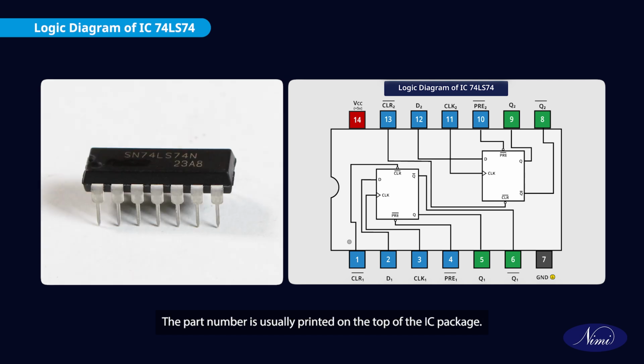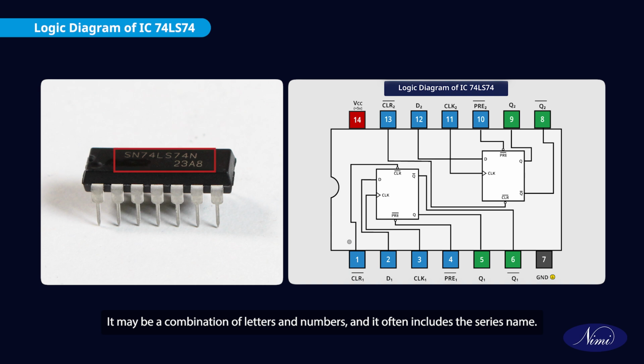The part number is usually printed on the top of the IC package. It may be a combination of letters and numbers, and it often includes the series name.